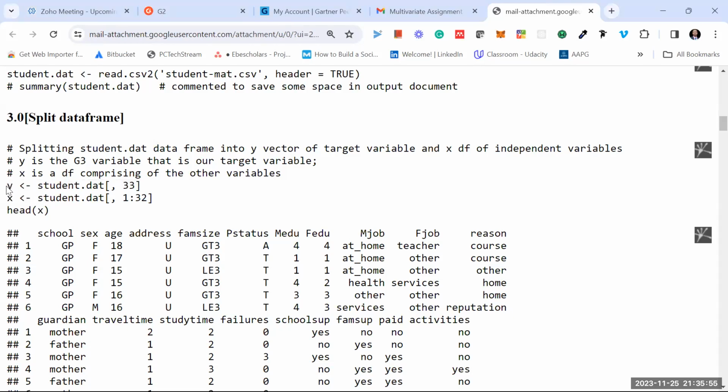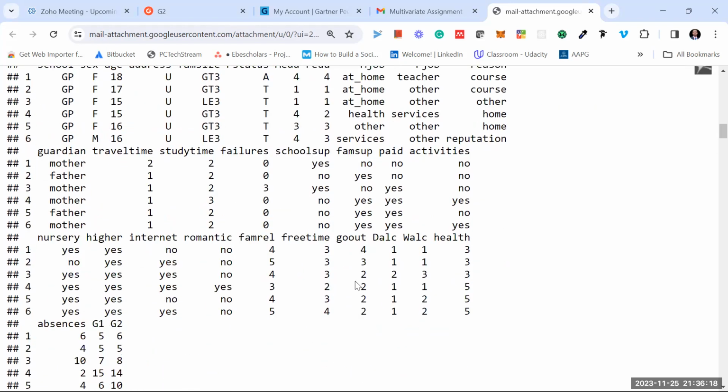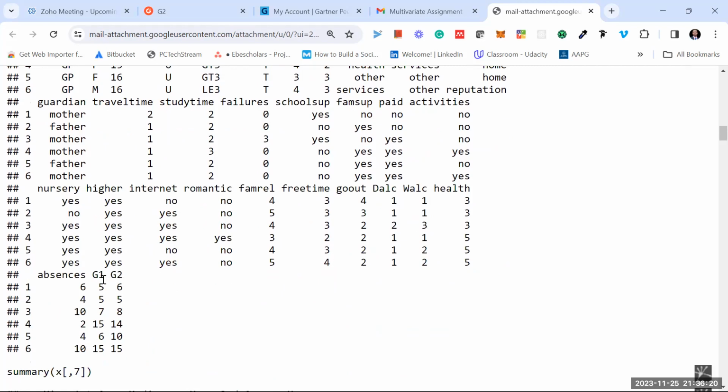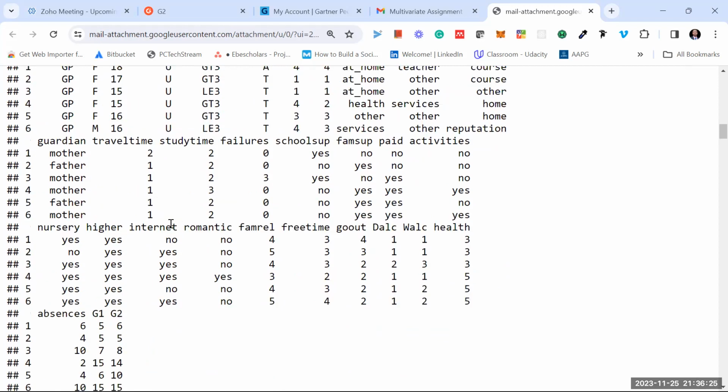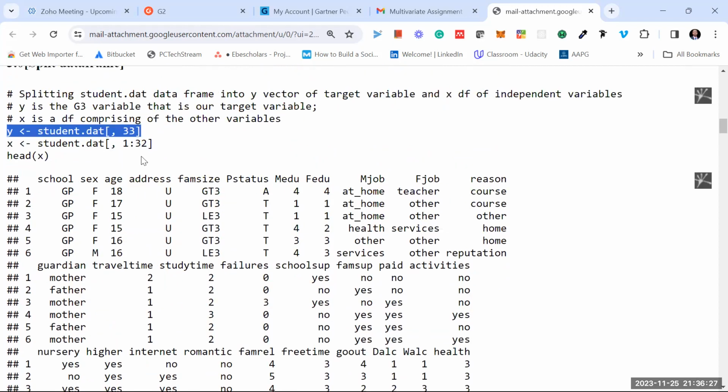All right, if you can see my screen, we separated the data. The data has 33 different columns. The 33 here, as you can see, is the dependent variable, and then the x is 1 to I think 32, which includes G1 and G2. Remember, we said G1 and G2 are highly correlated with G3, but we just decided to add them at the initial stage.